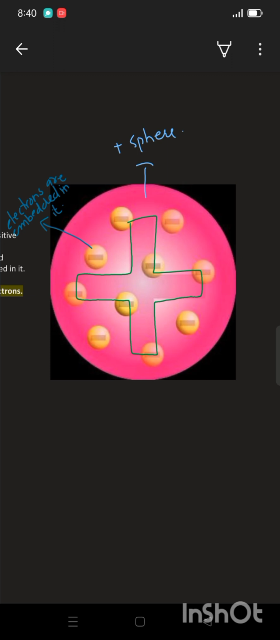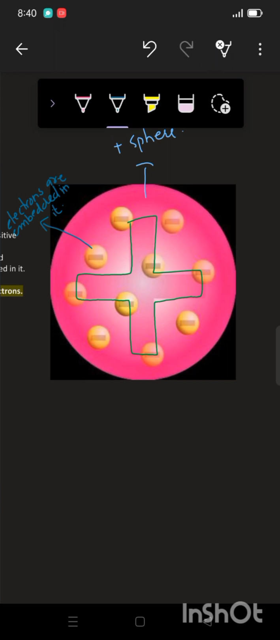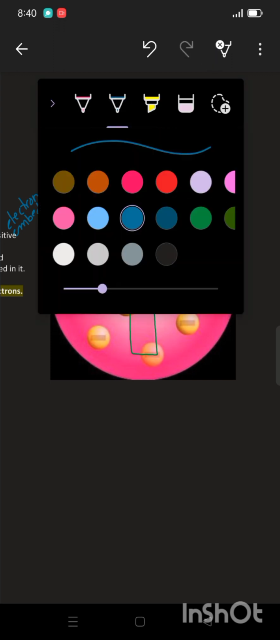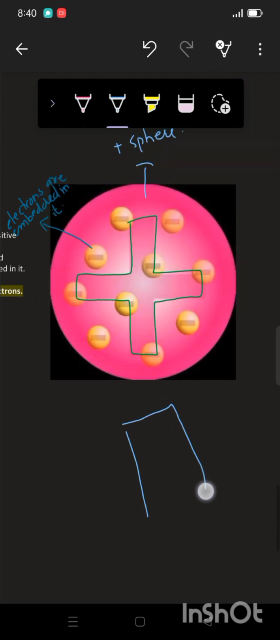When Rutherford, I am going to explain Rutherford in great detail in the next lecture, but here I am just giving you a clue. Rutherford did an alpha particle scattering experiment in which he put a gold foil, and when he made alpha particles pass through it, they penetrated.